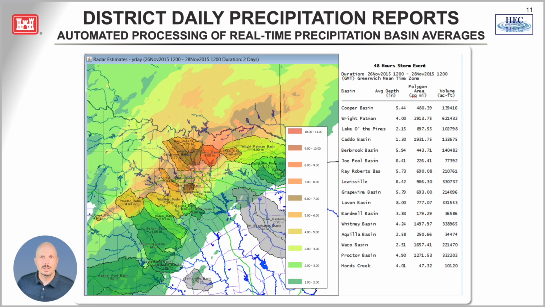Here's an example application of the Basin comps utility where it's automated to run every morning to produce a basin average map and text report showing the observed 2-day precipitation total for the headwater basins of the Fort Worth District dams.